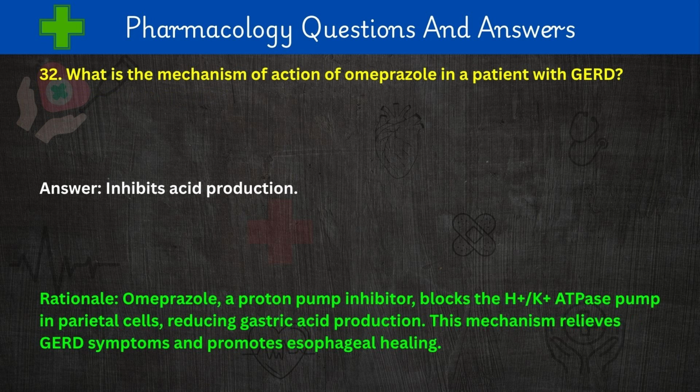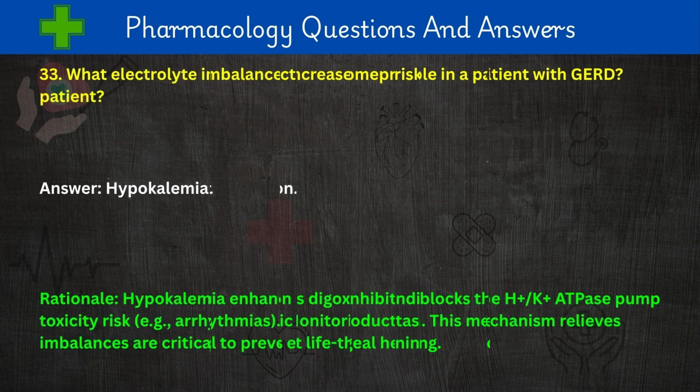32. What is the mechanism of action of omeprazole in a patient with GERD? Answer: inhibits acid production. Rationale: omeprazole, a proton pump inhibitor, blocks the H+/K+ ATPase pump in parietal cells, reducing gastric acid production. This mechanism relieves GERD symptoms and promotes esophageal healing.